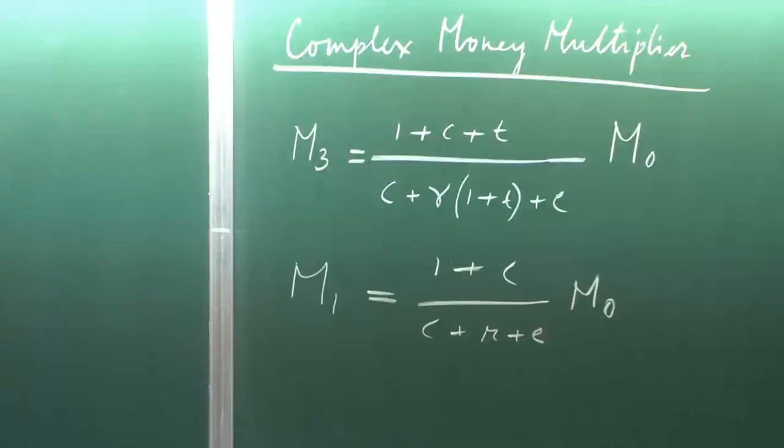Two aggregates and one is called monetary base, their composition. Similar items are there, but they are very different. So, as you said, time deposits T must be playing havoc, because that is the most significant parameter in the complex money multiplier. That is absolutely correct, because you can see the time deposits here.